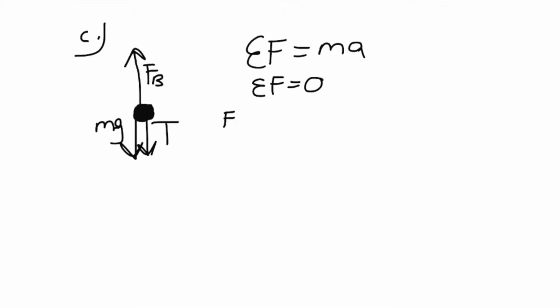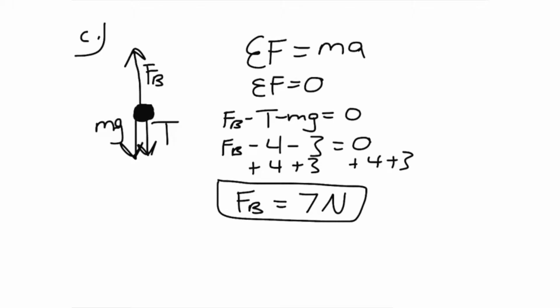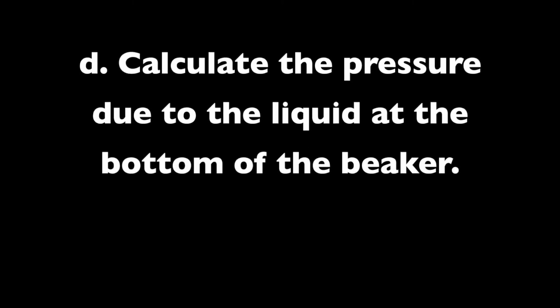Next, we write out all of the forces acting on the ball, and we write that the buoyant force minus the tension minus the weight all equals 0. Next, we fill in the values for the tension, which is 4 newtons, and the weight, which is 3 newtons. And then we add 4 and 3 to both sides, and we get that the buoyant force is equal to 7 newtons.